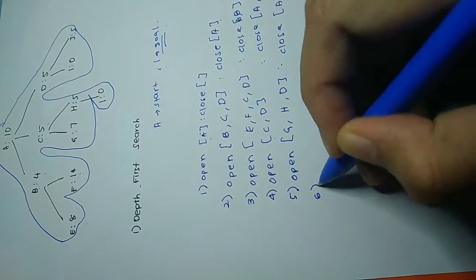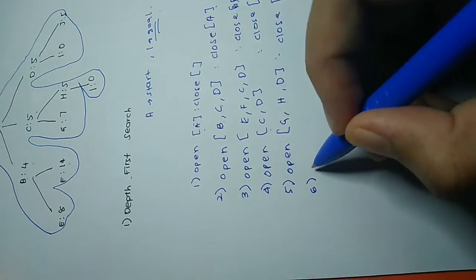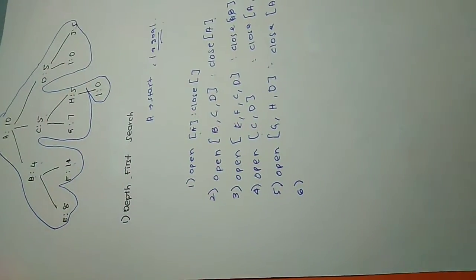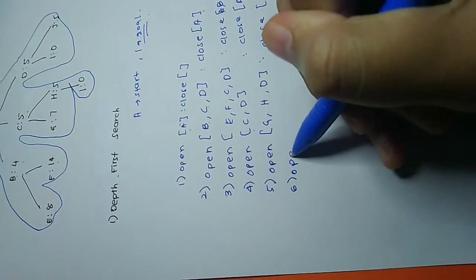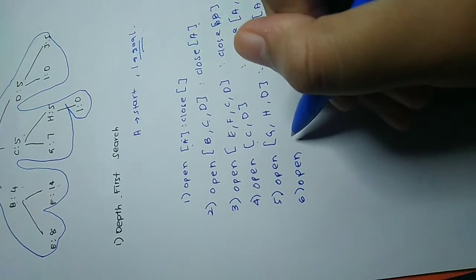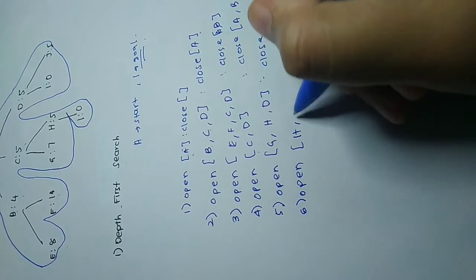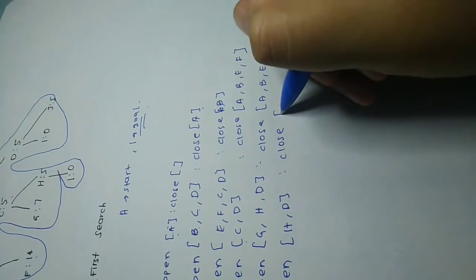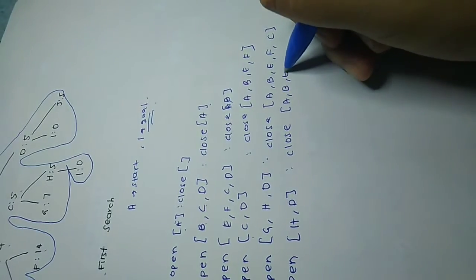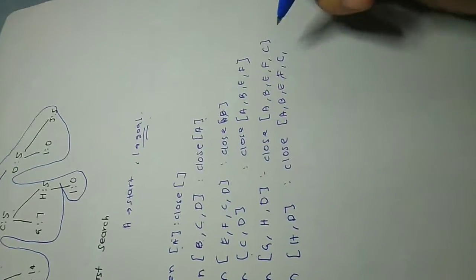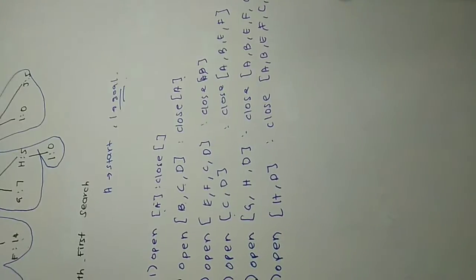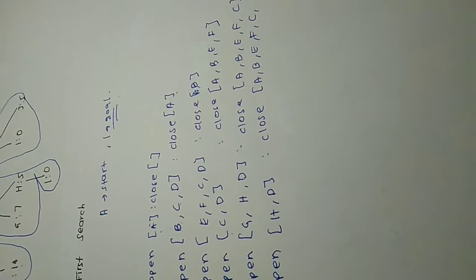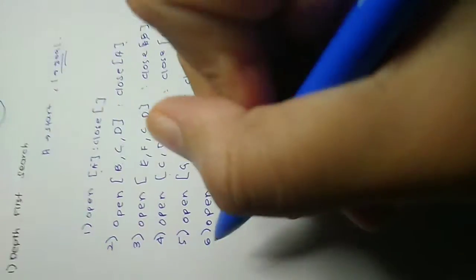Alright. Number 6. We are going to open G. Since G doesn't have anything, we can just write back H and D. And then we can close A, B, E, F, C, and then what's the last one? G. And then the last one is we are going to close H.